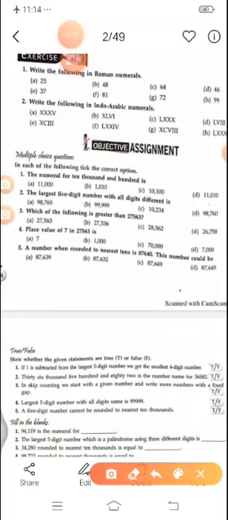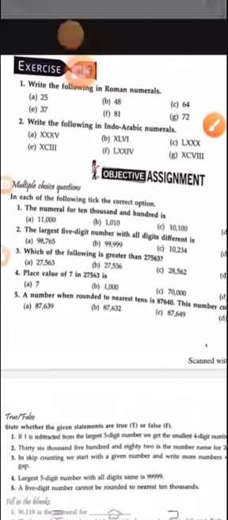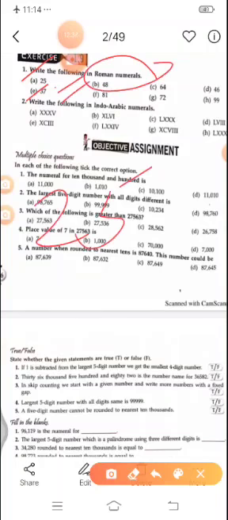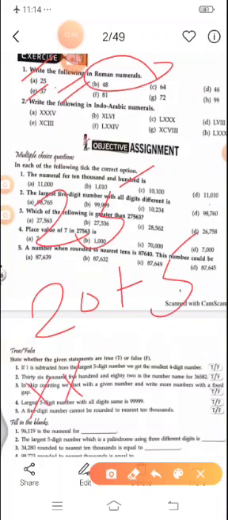Now it is exercise time. Okay students, so here an exercise is given to you, and that is related to the Roman numbers. In this exercise you have to write the Roman numerals for these digits, like 25. How do you write 25? 20 plus 5. 20 means XX, and 5 means V, and you can write 25 like this.